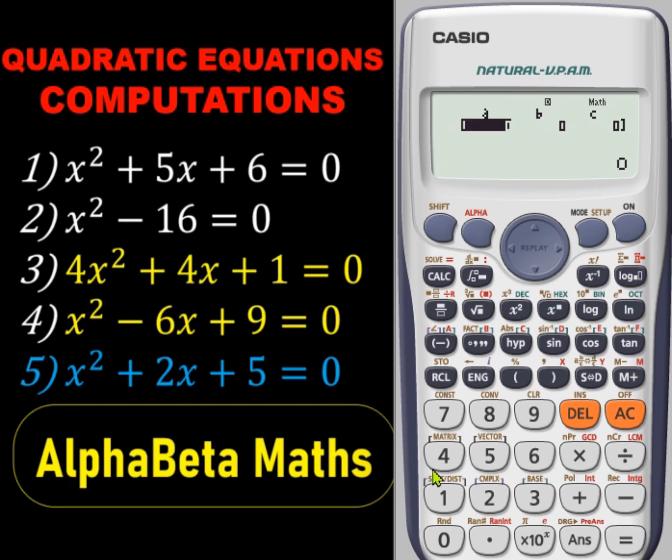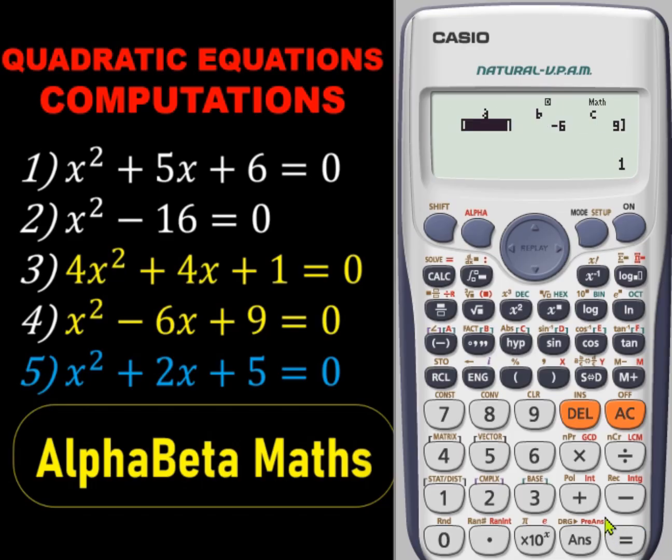Let's look at the fourth question. So the coefficient of x squared is 1. Then press on equal to, that of b is -6. And the constant is 9. Then you press on equal to again. So looking at this one, we don't have x1 or x2. So meaning that this is a repeated root, meaning x1 is 3 and also x2 is 3.